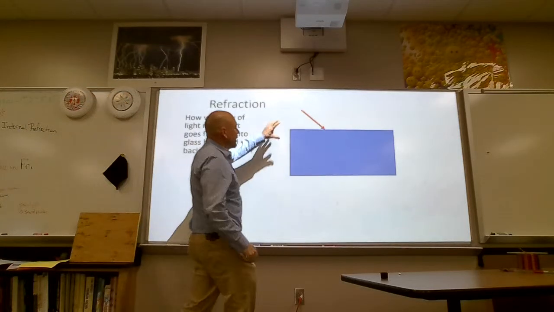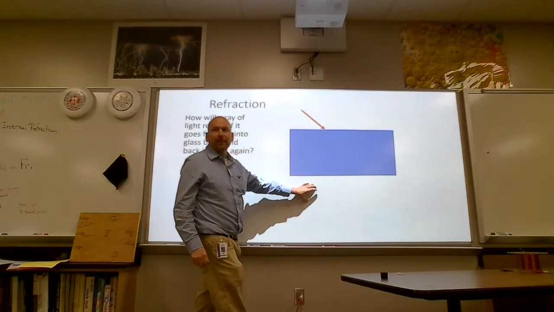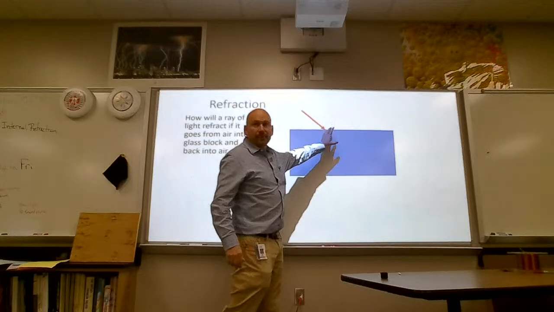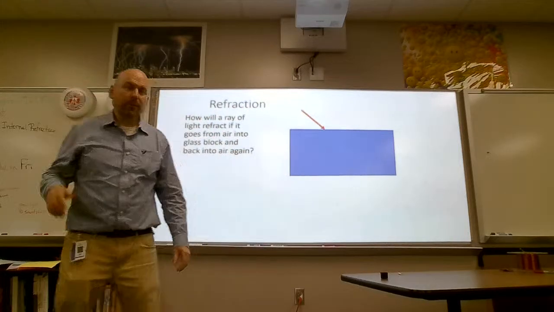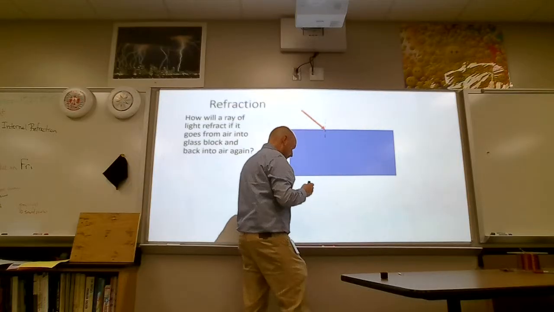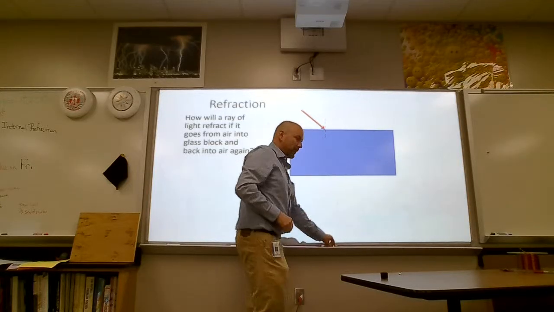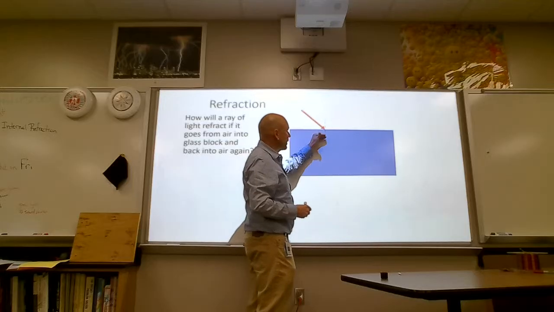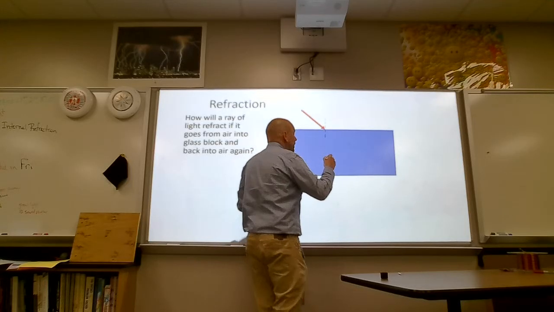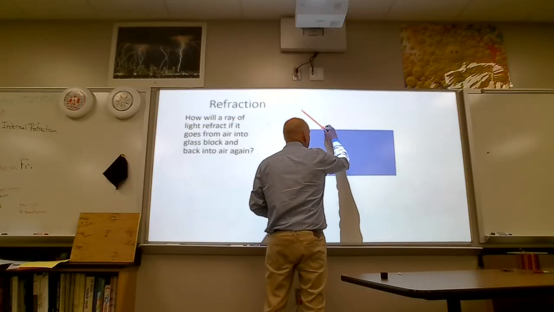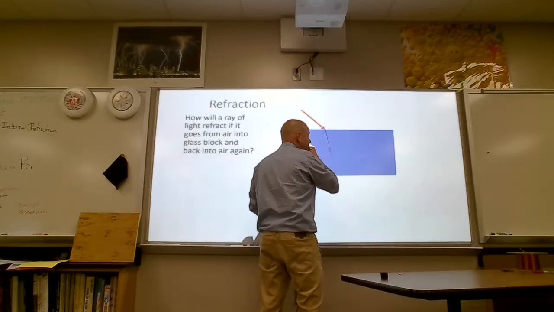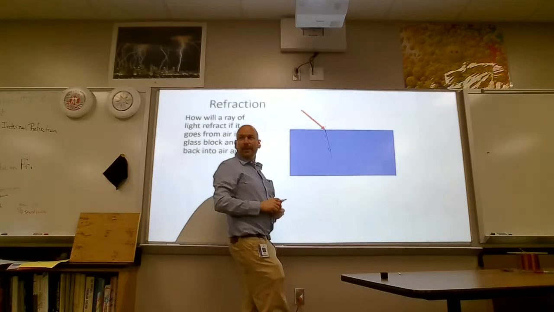Okay, so we're going from air to glass, back into air. Show me with your arm the normal line. Where is that going to be? Perpendicular to the surface. Is it going to bend away or towards the normal line, going from air to glass? It's going to bend towards the normal line. You okay with that?